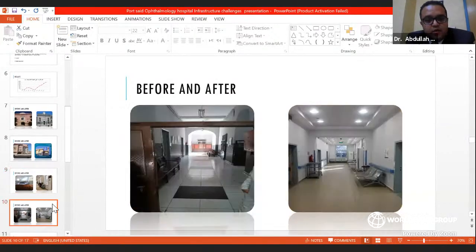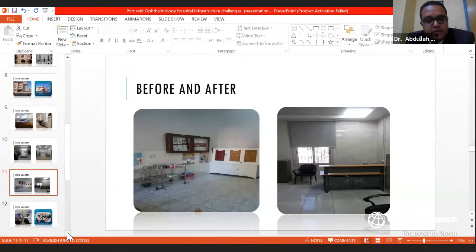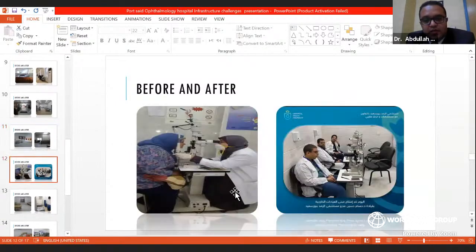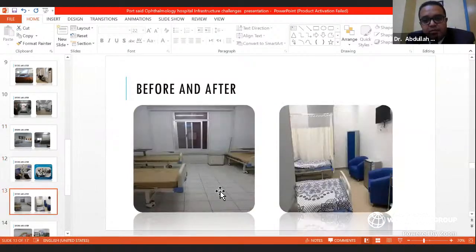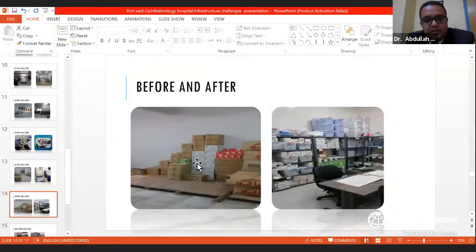If you look here, this is the same corridor, by the way, before and after, of course. This is a picture of one of the clinics before and after. One of the inpatient rooms before and after. Of course, the difference is quite obvious. And here, for example, is the store for the pharmaceutical consumables, before and after.